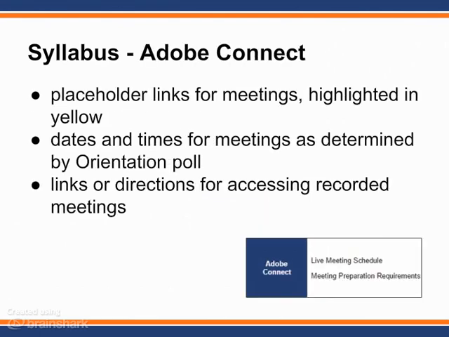So in the Adobe Connect section, you want to have placeholder links for your meetings highlighted in yellow, and that is a placeholder for us, obviously, because you won't have those dates and times exactly yet. You will be conducting a poll during orientation. This year, TIP will provide that poll through Google Forms and help you with that.